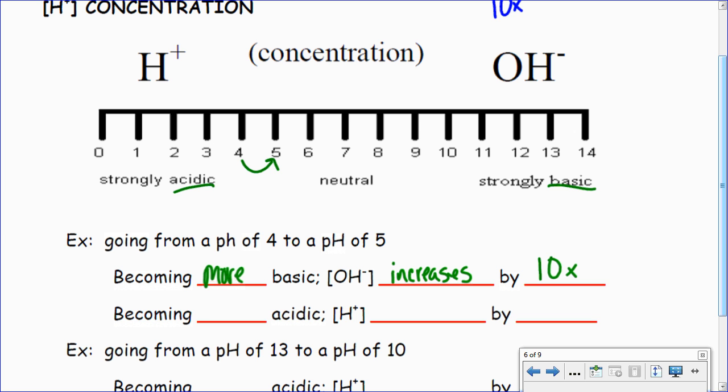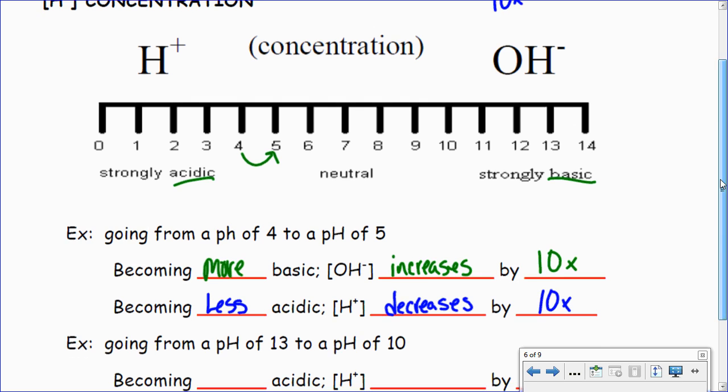Now, the other side of the coin is whenever OH increases, the H plus has got to decrease because they're opposites. They only neutralize out at 7, so we become less acidic in this scenario. H plus decreases, and if the one increases by 10, the other one's got to decrease by 10.